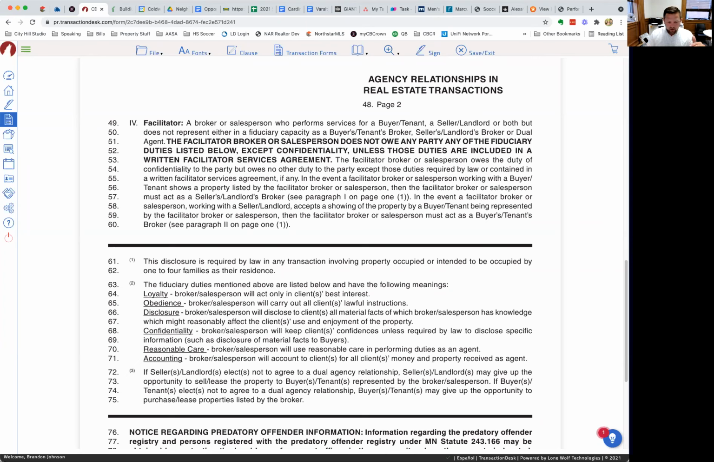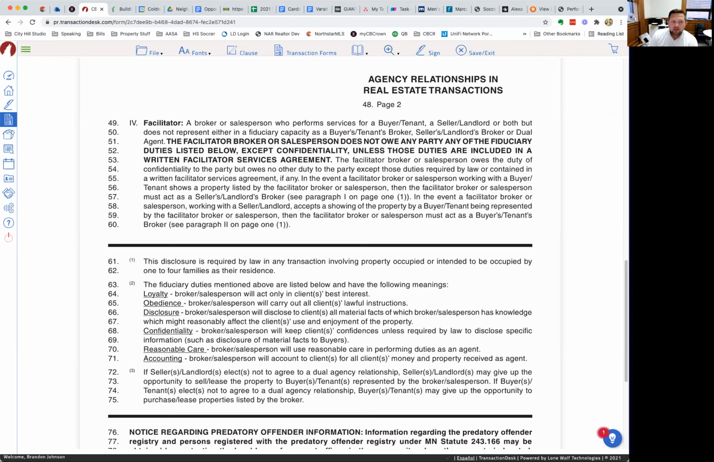So if you meet somebody at an open house or somebody calls you and says, hey, can you show me this house? Yes, I'd love to. Hey, welcome to the open house. If they start telling you things, you are held to confidentiality. You don't get to talk about that. However, it being the default role, this is the role you remain in until you sign a representation agreement or a service agreement, such as a facilitator service agreement.